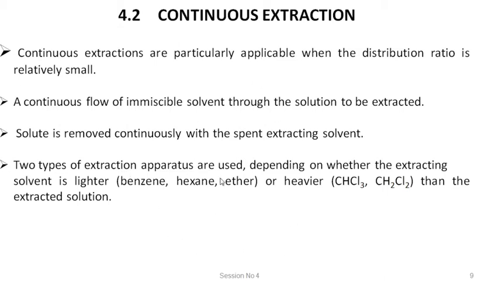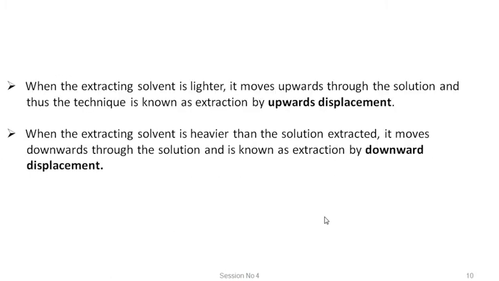Two types of extraction apparatus are used depending upon whether the extracting solvent is lighter or heavier than the extracting solution. So if this is lighter, we use one type of apparatus. If it is heavier, because this density is heavier, chloroform and dichloromethane are highly dense compared to benzene, hexane and ether. So there is a continuous flow of immiscible solvent through the solution.